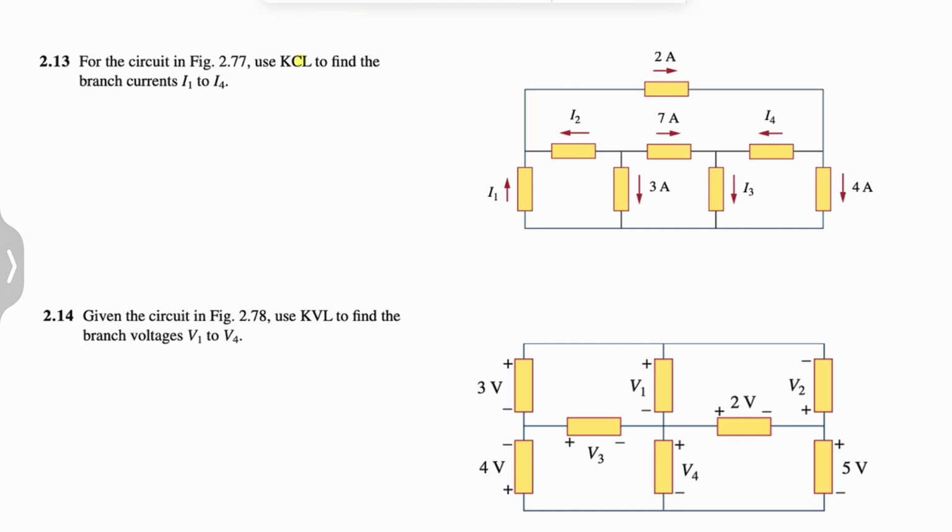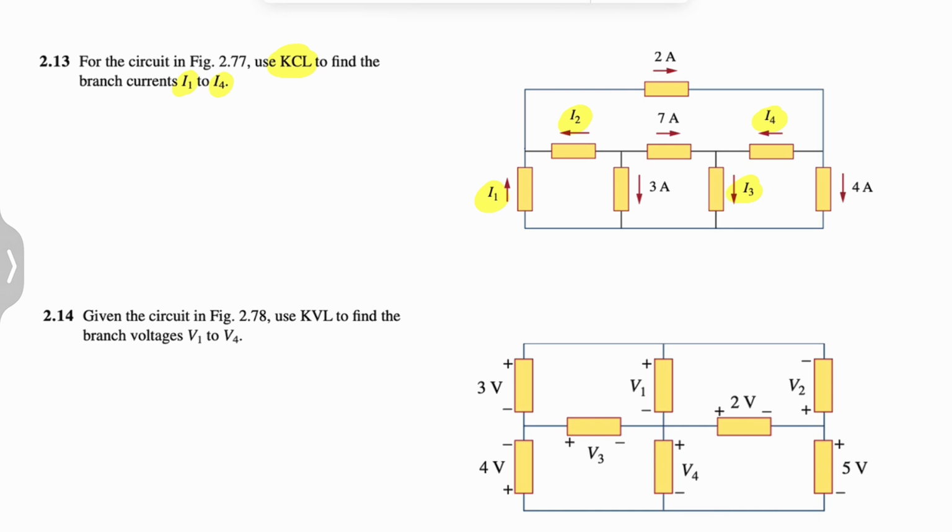For the circuit that we see on the right-hand side, we need to use KCL, which is Kirchhoff's current law, to find the branch currents I1 to I4. So we have I1, I2, I3 and I4 that we need to figure out. Based on Kirchhoff's current law, we're going to pick different nodes, and the sum of currents entering and exiting that node has to be equal to 0.